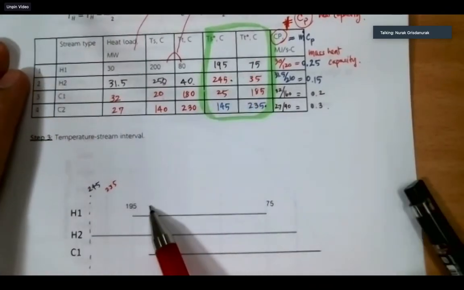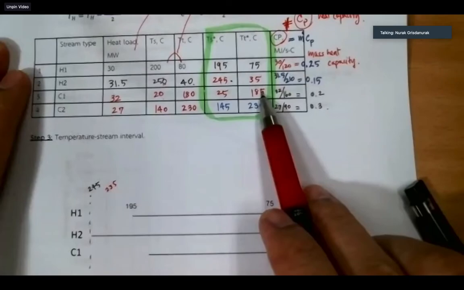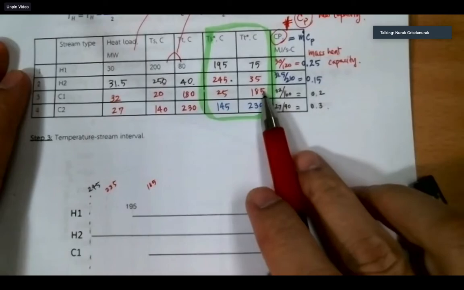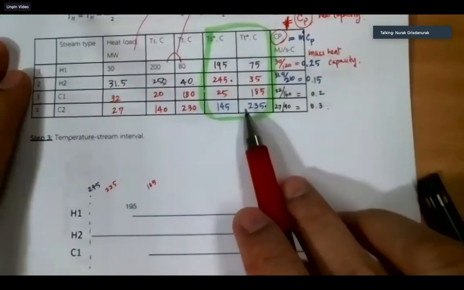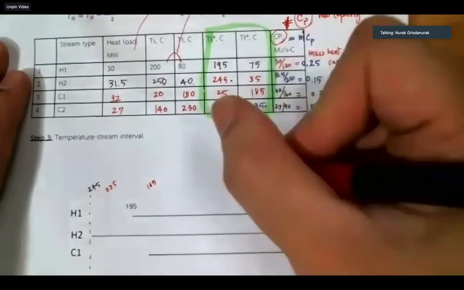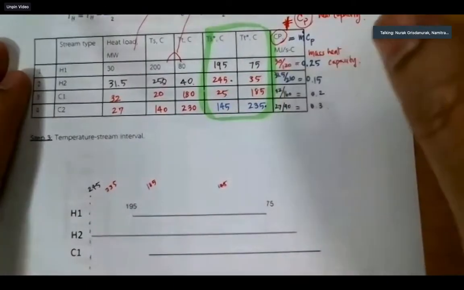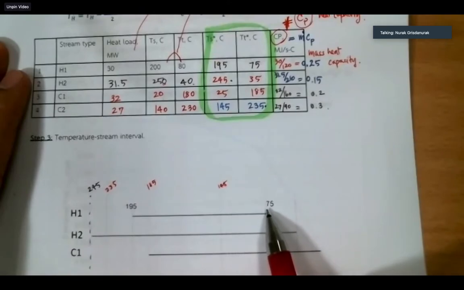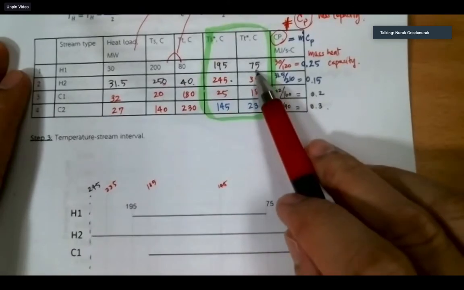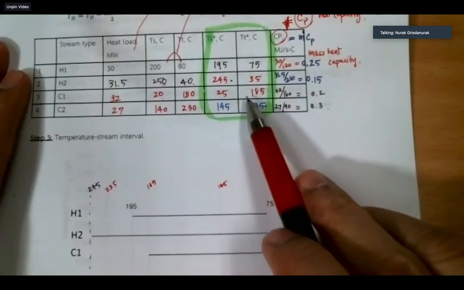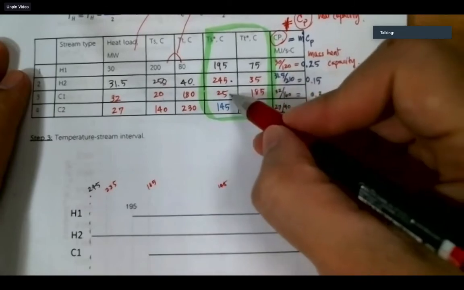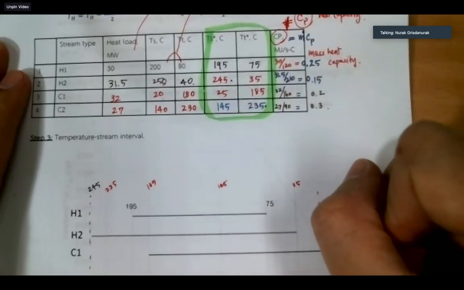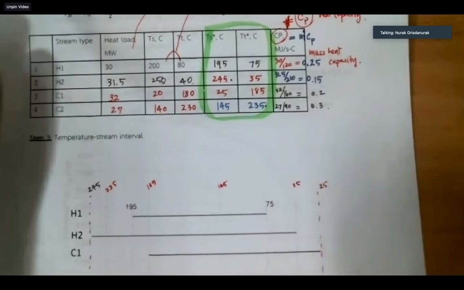How about the next one? The next one, 185. The next one after 185 is 145, right? 145. Next one, 75. Next one, 35. Yes. Next one, the lowest temperature, which is 25.